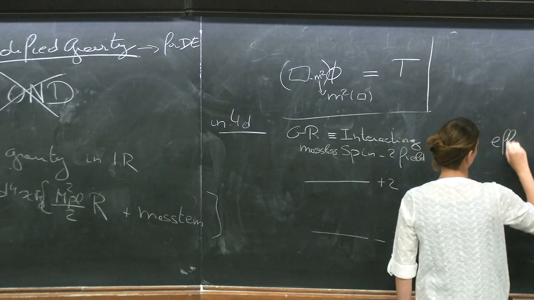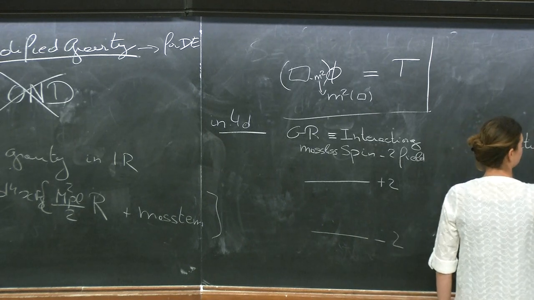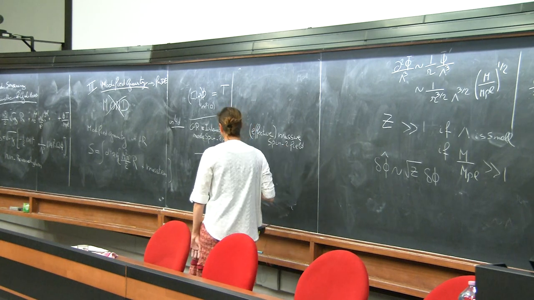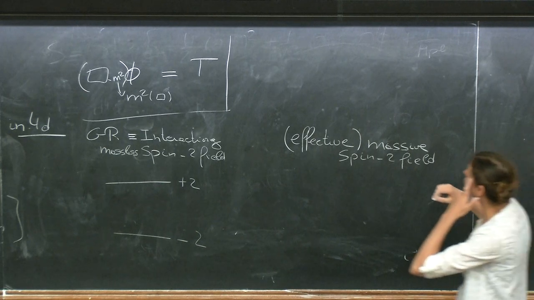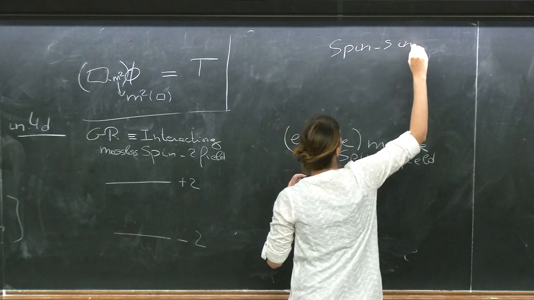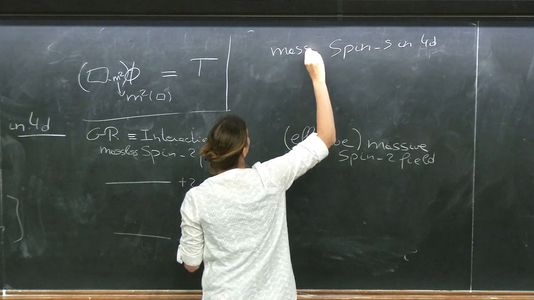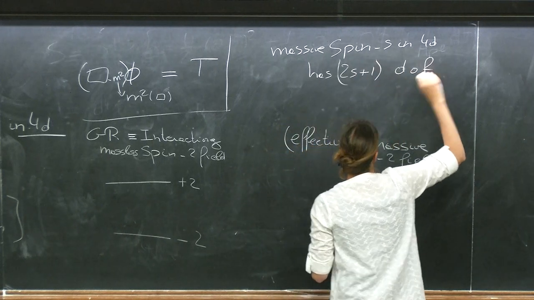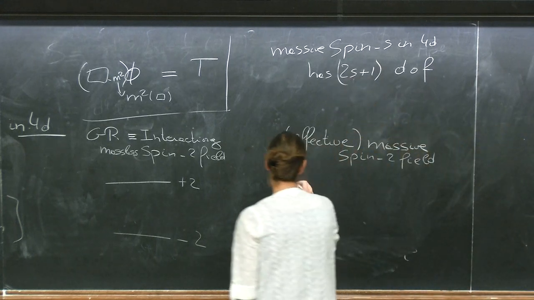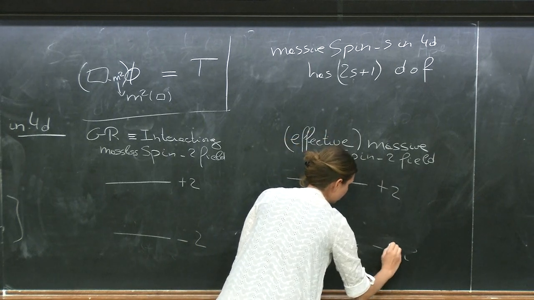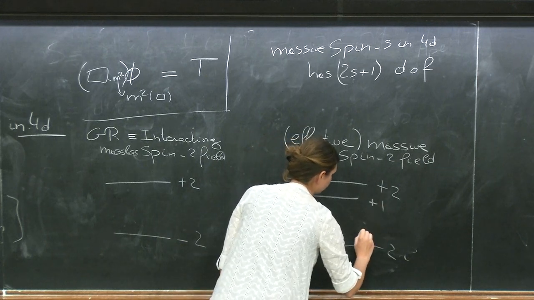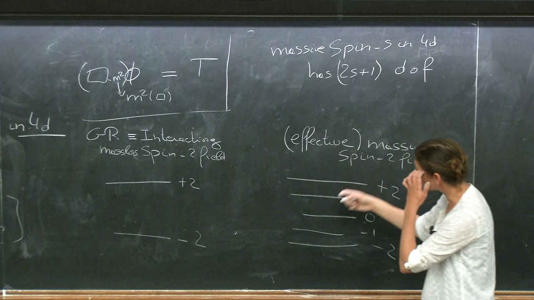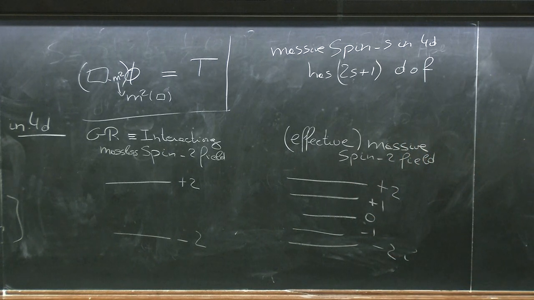If you want an effective massive spin 2 field, local or not, resonance or not, then in 4D, if it's massive, a spin S has 2S plus 1 excitations or degrees of freedom. So in 4D, for a spin 2, that corresponds to 5 degrees of freedom. And those correspond to the same two as we had for GR, for the massless case. And then you have plus or minus one excitations, and then you have a helicity zero excitation. We can think of them as helicity modes, of course, in the massive case.